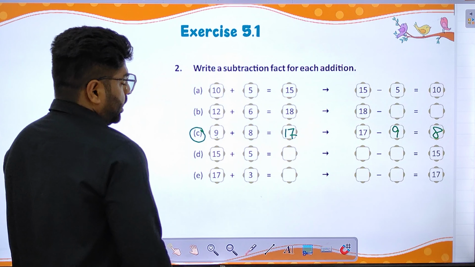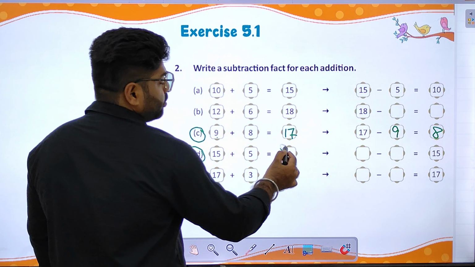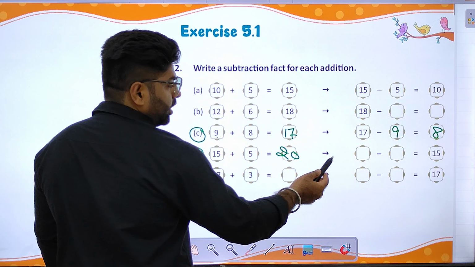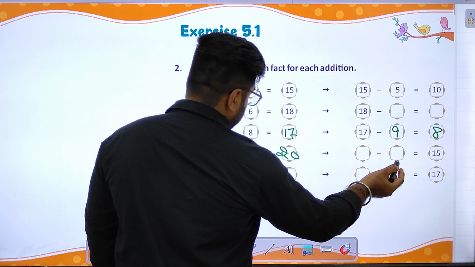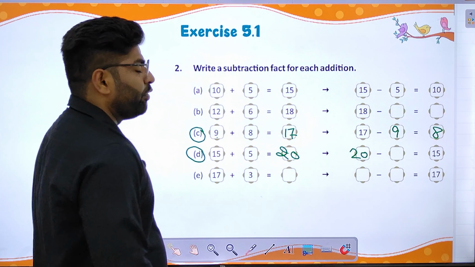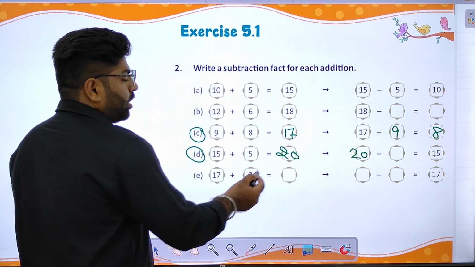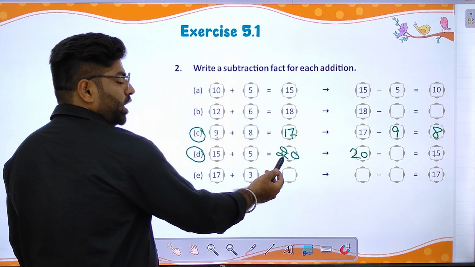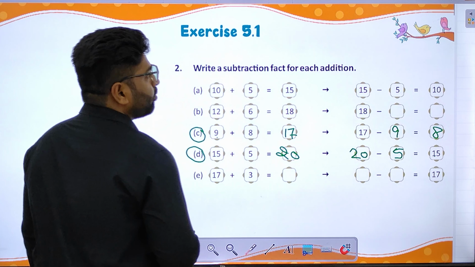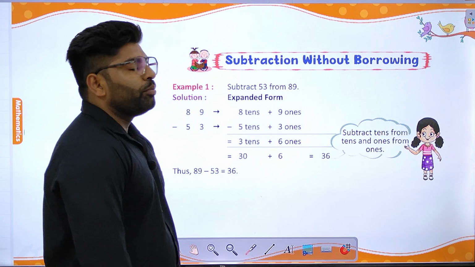Clear? Okay, here let's pick one more part, that is D part. 15 plus 5, that is 20. If we subtract any number from 20, then we will have a difference of 15. If we subtract 15 from 20, then we will have 5. So here we are having 20 minus 5 is 15. Clear? Now move to our next topic, that is subtraction without borrowing.